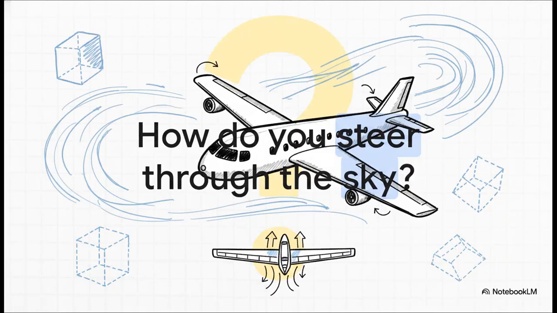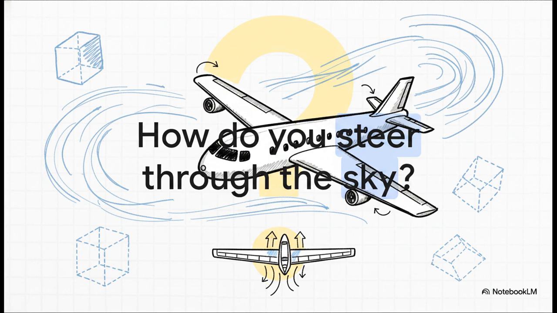So, I want you to start by just picturing this. You're up in the air. How do you actually steer a machine through the invisible geometry of the sky? It's kind of a wild thought, right? Because unlike a car that turns by physically gripping asphalt, an airplane maneuvers by pushing against the air itself.